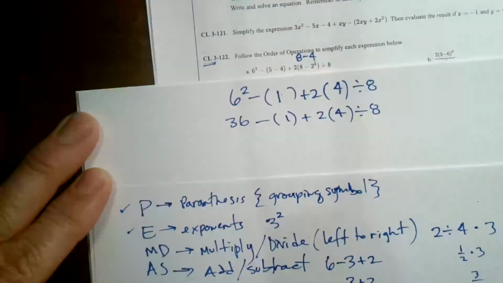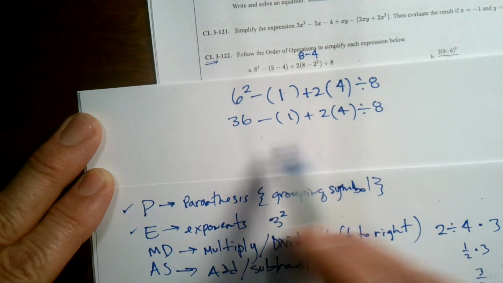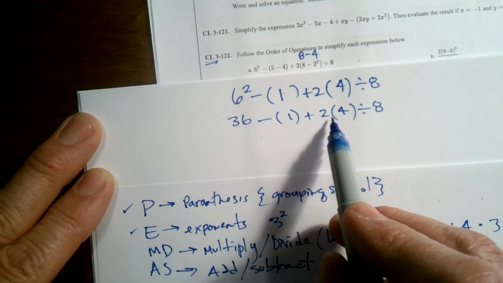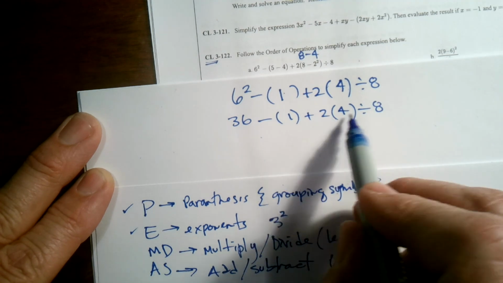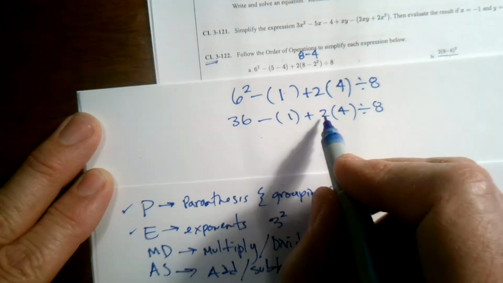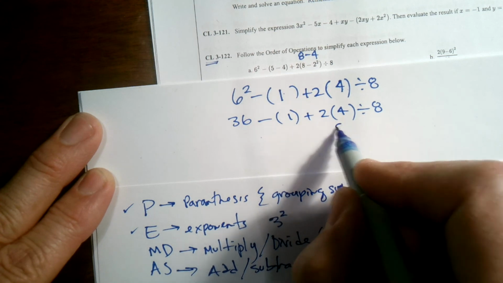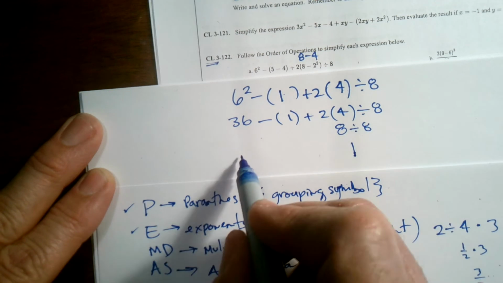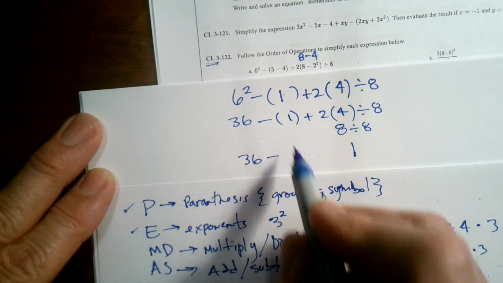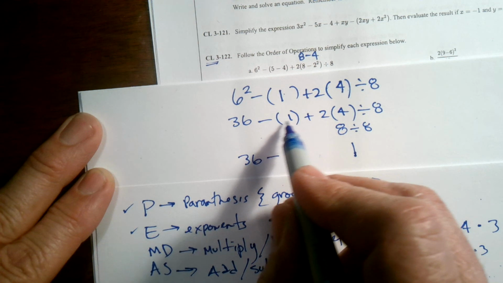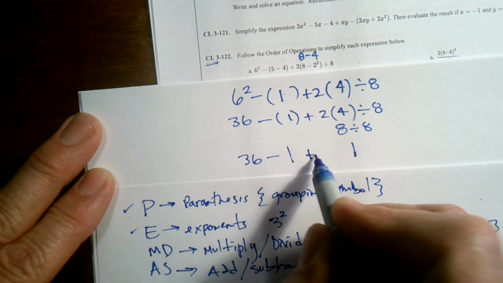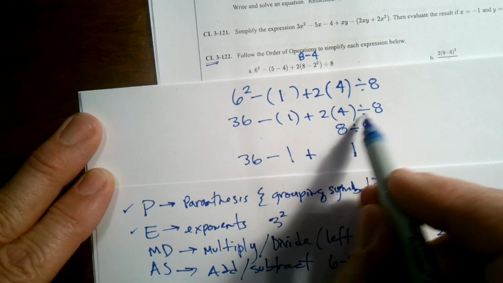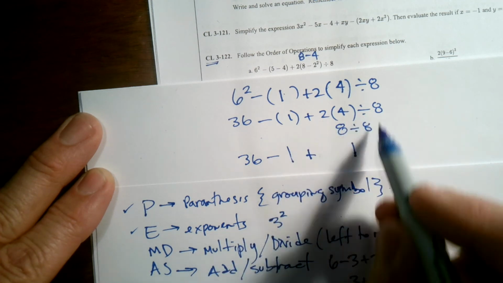And then now multiply, divide from left to right. So I'm scanning. I've got subtraction. I've got addition. Oh, I have multiplication and division. So we're going to go from left to right. 2 times 4 is 8. And then 8 divided by 8, which is 1. So now I rewrite. I have 36 minus 1 plus, and then it's plus 1, because I did the 2 times 4 divided by 8. I'm going to ditch the parentheses here because I don't need them anymore.